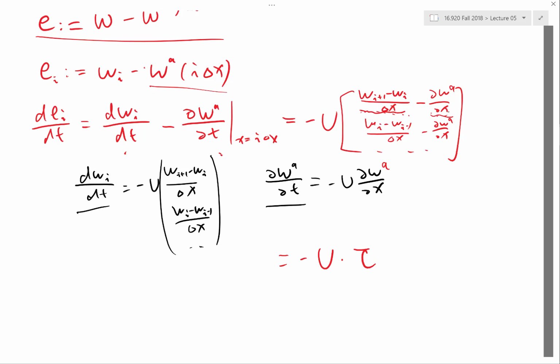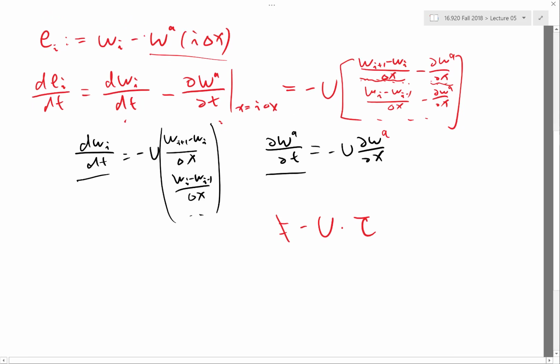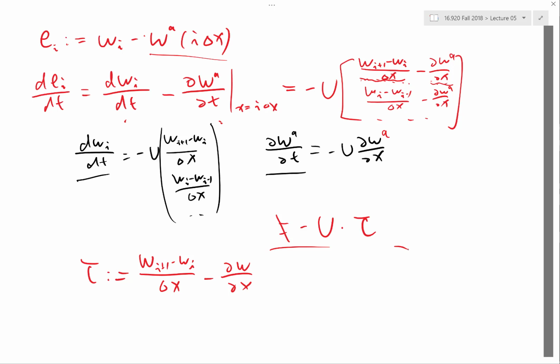What is the truncation error? Does everybody see what the mistake is? This is not equal to the truncation error. The truncation error is defined as taking the same function, (W_{i+1} minus W_i) over delta x, minus the derivative of the same function. If I put an analytical solution in one place and the numerical solution in the other, this is not the truncation error. So this is actually not true. Do we all see that? So instead, what should I do?